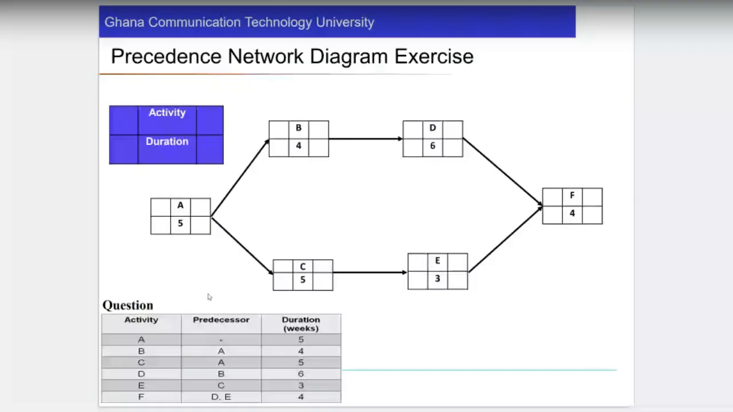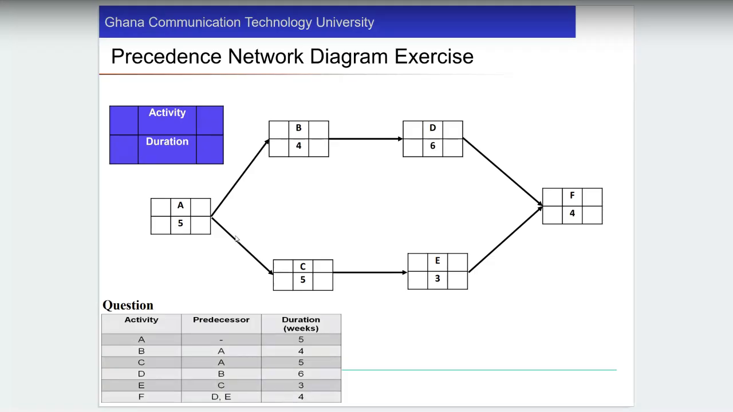Our focus will be on the predecessor and the activity. Predecessor means that A precedes B, meaning A must complete or finish before B can start. So here it says A has no predecessor, meaning A stands alone.